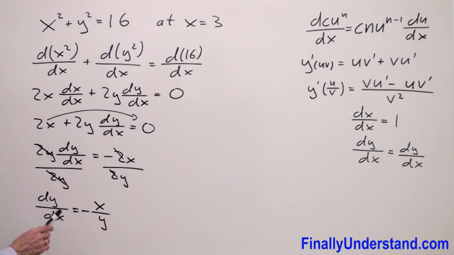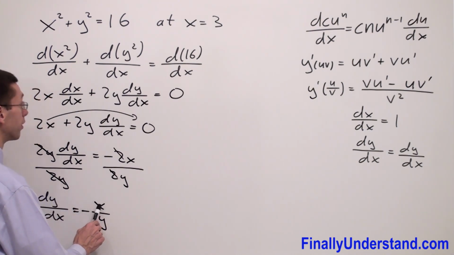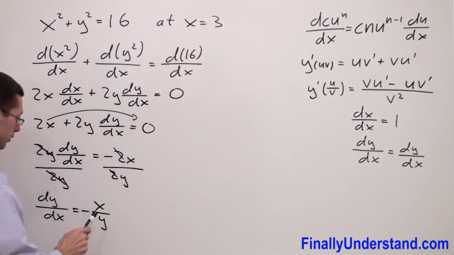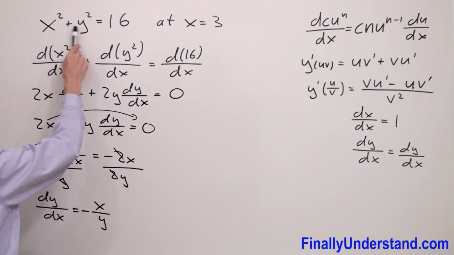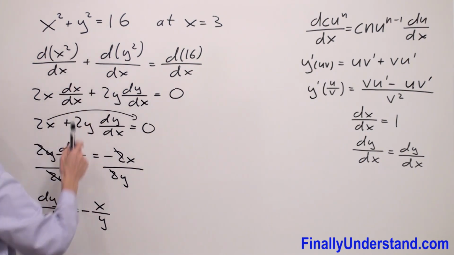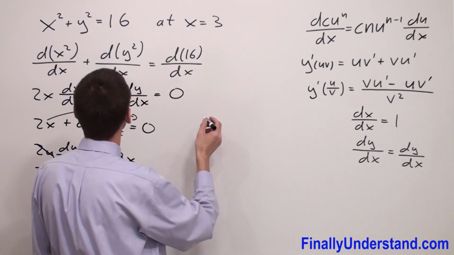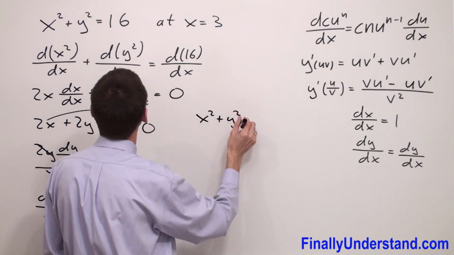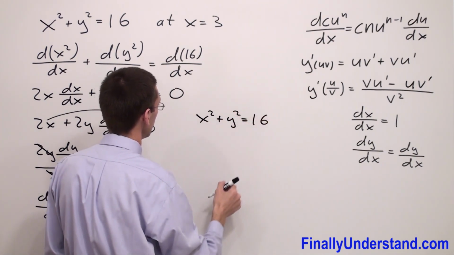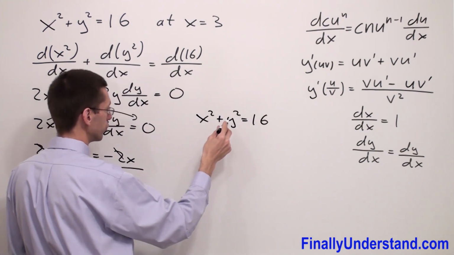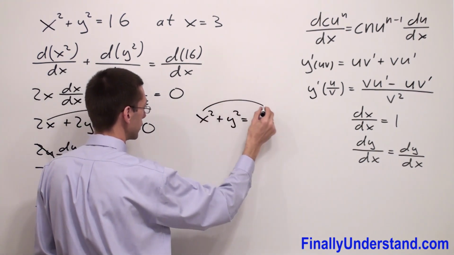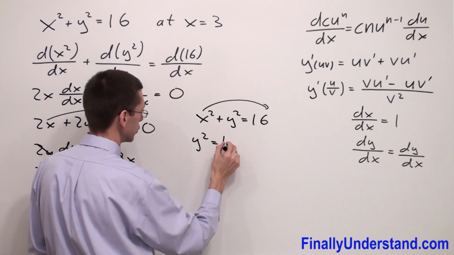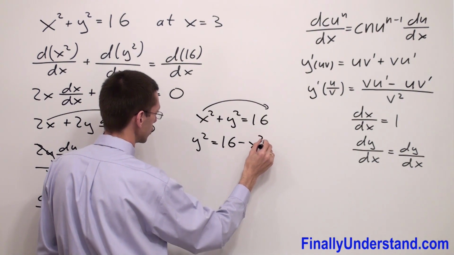Next, please realize that we have a given value of x. x is equal to 3. Next, we're supposed to find the value of y. y I'm going to find from this relation. So we have x squared plus y squared is equal to 16. I'm copying this down again. And in order to find y, I'm going to move my x squared to the right side. So y squared is equal to 16 minus x squared.